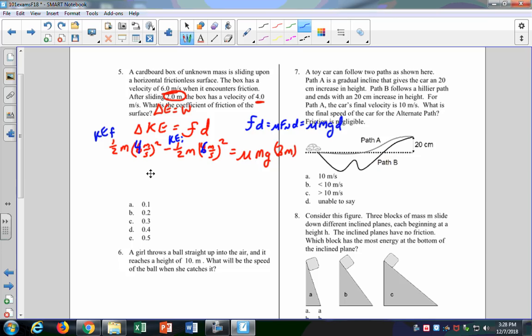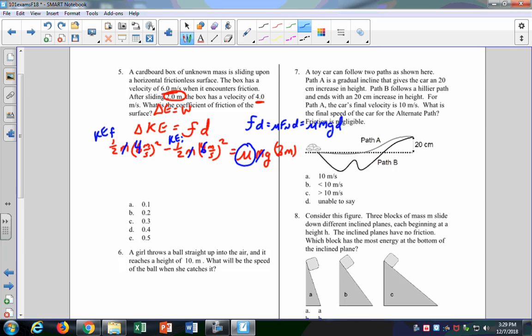I made several steps there in writing that. This is my frictional force, and this is my normal force, mg. So F N d equals mu m g d. Right. Notice I can get rid of my masses. I can cancel them out because they're in every term. And then the only unknown that I have is mu. So I can solve that for mu.